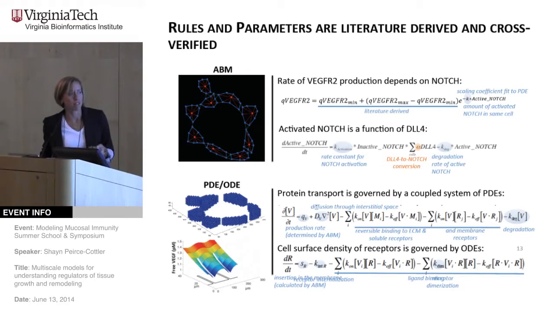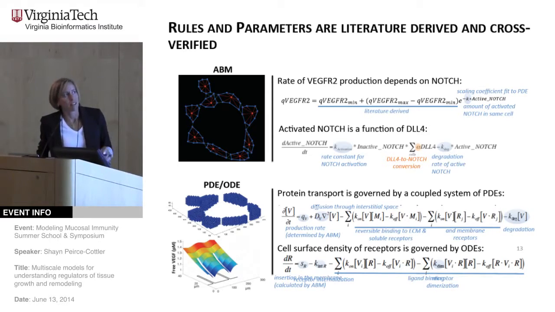We also have the cell surface receptor level expression governed by ODEs. So they have an insertion rate into the membrane. There's also receptor internalization and, of course, ligand binding, and dimerization as well. I should have mentioned that these receptors are dimers.